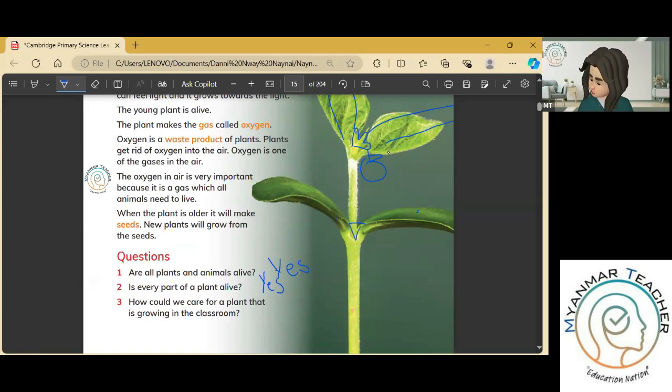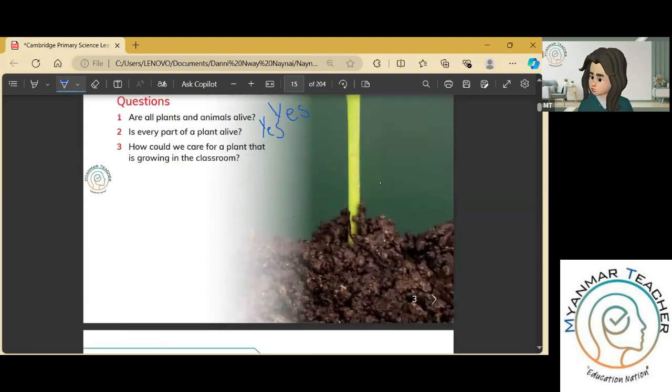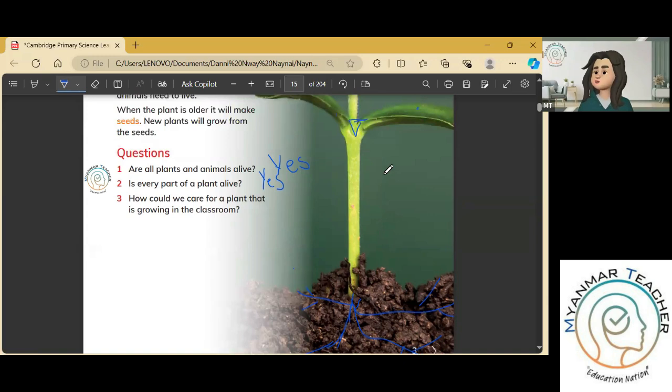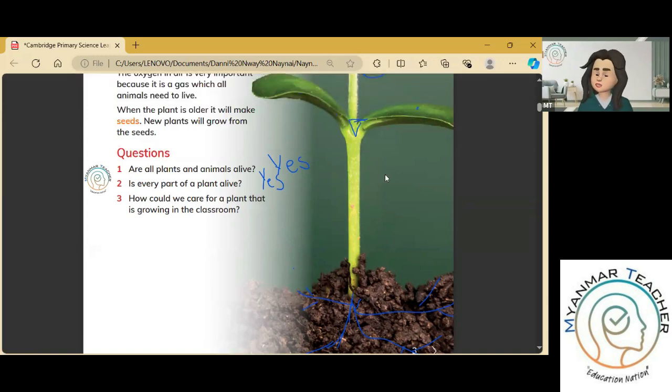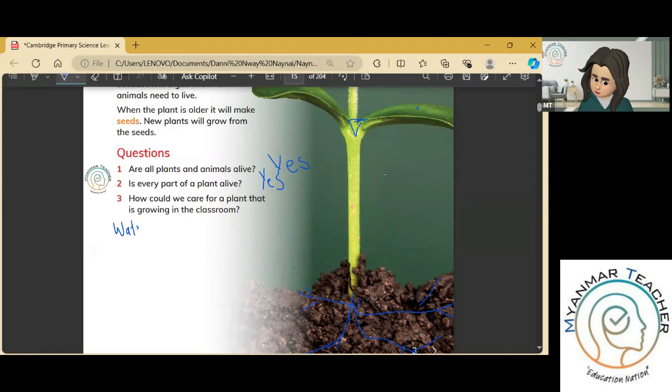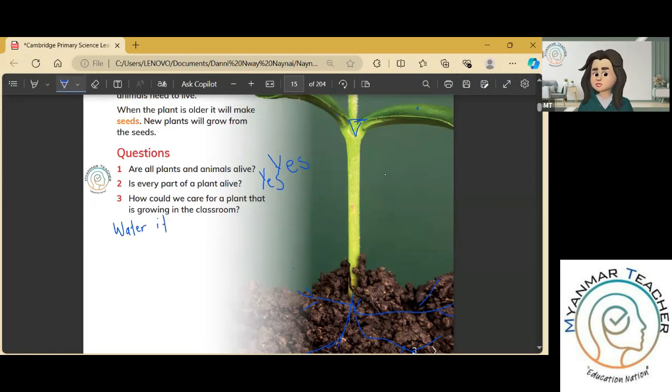So this used to be one of those, and these are separate parts. So the stem grows and also the roots. You can't see it, but underground there are roots growing when there's water and the nutrients in the soil. So they are growing. How could we care for a plant that is growing in the classroom? We could water it every single day. Water it very often, and also make sure it has enough sunlight.